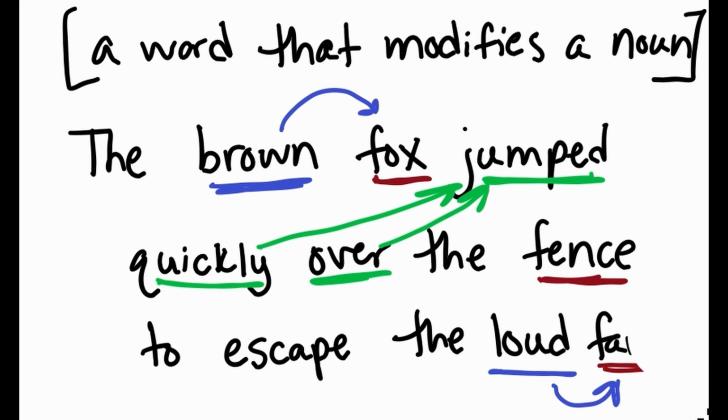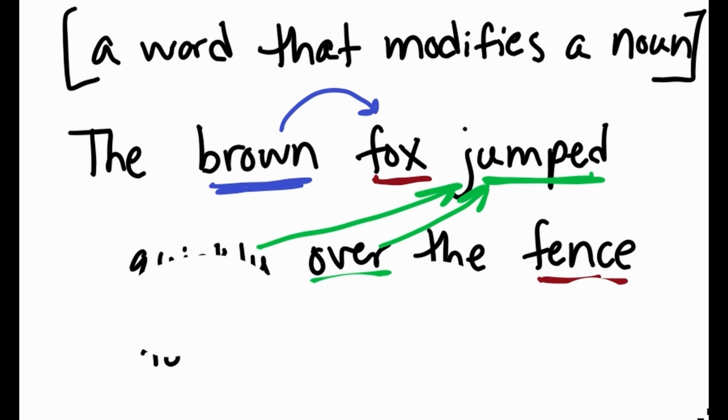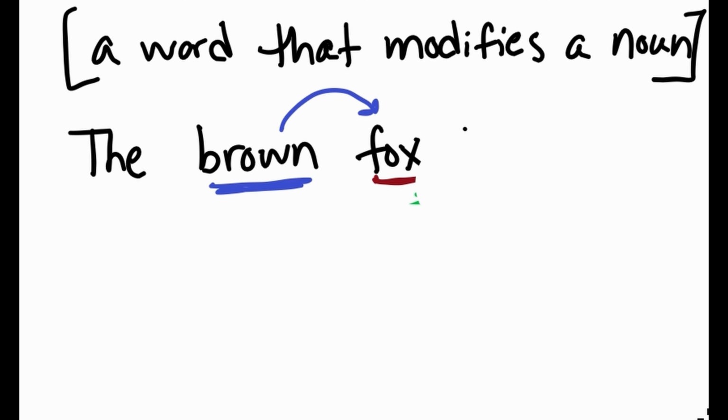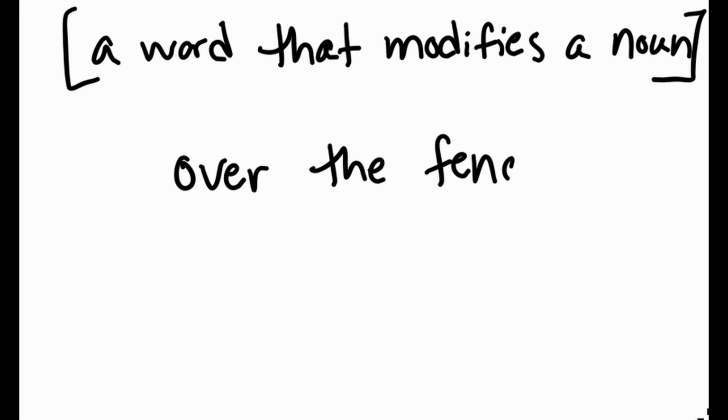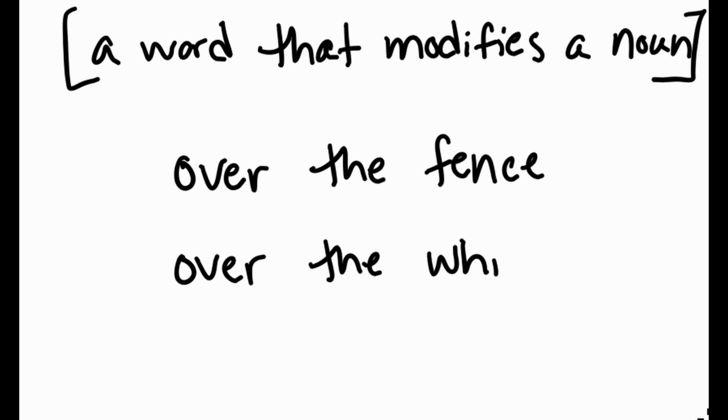So keep that in mind. Just because you see a word that looks a little bit descriptive doesn't mean it's an adjective. It could be an adverb. But if we look back at over the fence. Over the fence. Now, what if we added an adjective? Over the white fence.